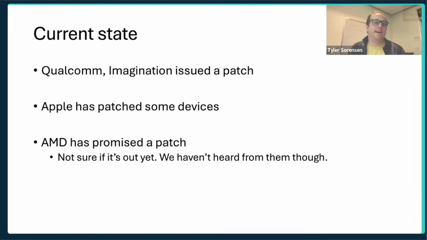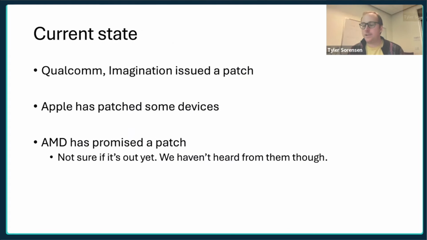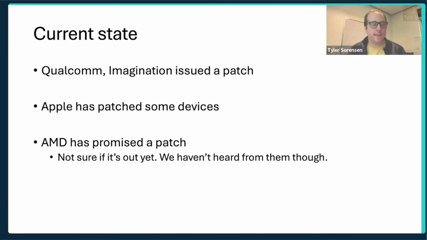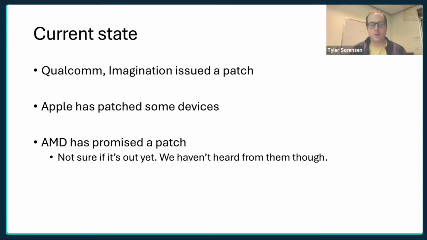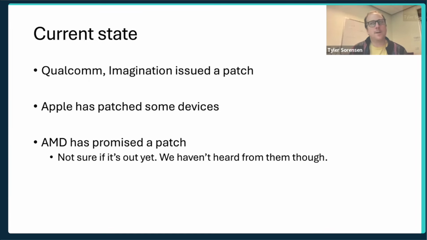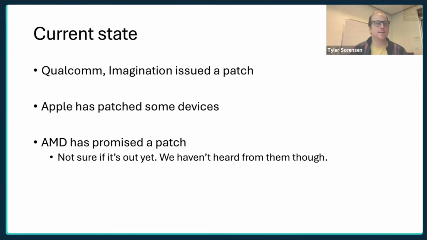The current state. So Qualcomm and Imagination have issued a patch, so those GPUs tend to be okay right now. Apple has said they patched some devices. The M2 that I have on my laptop is still impacted. My phone was not impacted though, so apparently that patch went through. So, Apple hasn't really said too much more than that, so we'll have to see if they continue to patch their systems. AMD promised a patch.